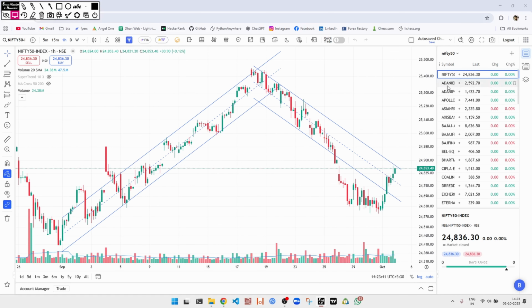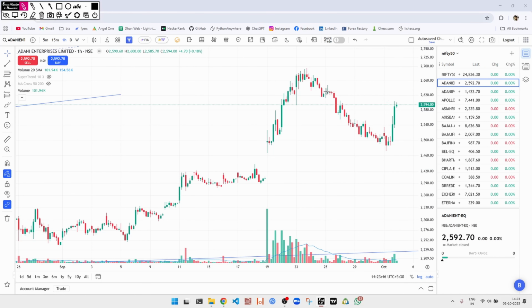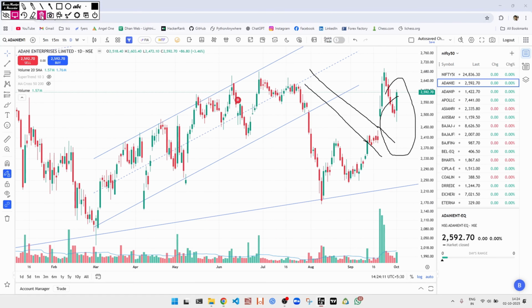Now let's check individual equities. We have opened up Adani Enterprises. On Adani Enterprises 1 hour time frame, this was a downward sloping parallel channel whose breakout happened on 1st October, previous day. Now let's move to daily time frame. What is the chart on daily time frame?